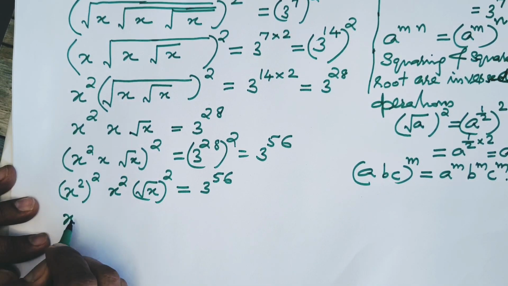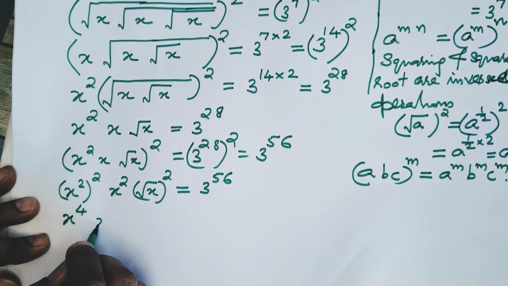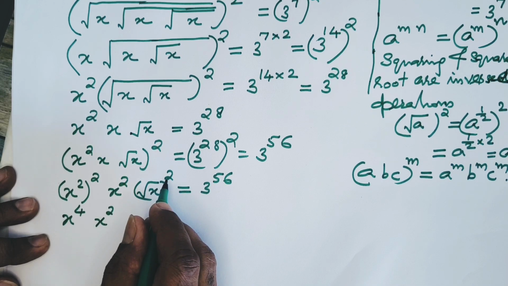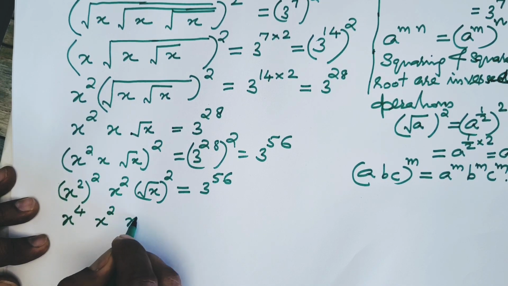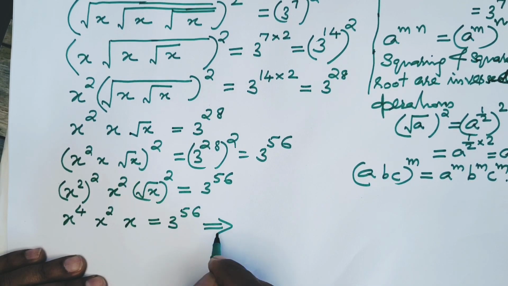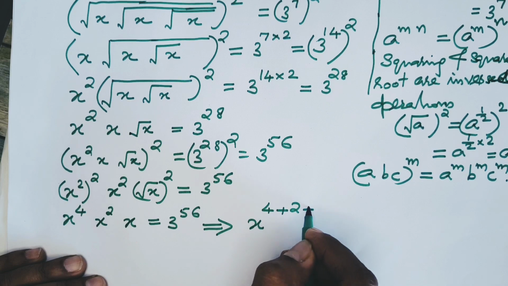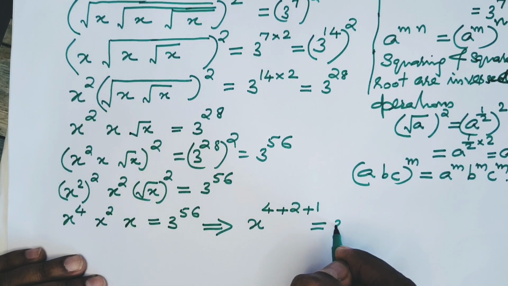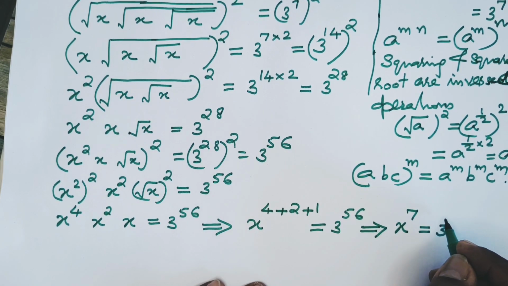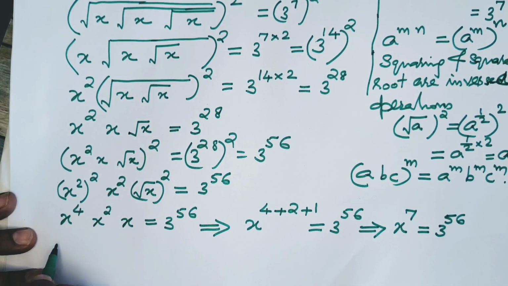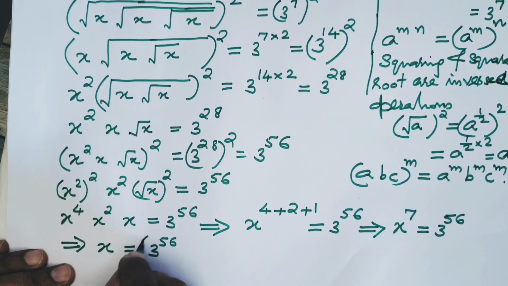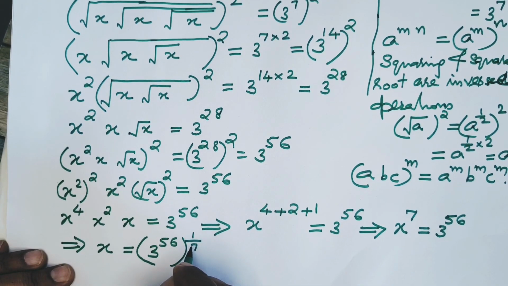Now this will be x power 4 using this rule, and this will be just x squared. And this, like I said before, this root sign and squaring will cancel out, and you will have x, and that's equal to 3 power 56. Now this implies x to the power 4 plus 2 plus 1 is this one, equal to 3 power 56. Now this implies x to the 7th equals 3 to the power of 56. That implies, how do you take 7 to the right side? See, 3 power 56 is already there, and this 7 will become 1 over 7 on the right side.